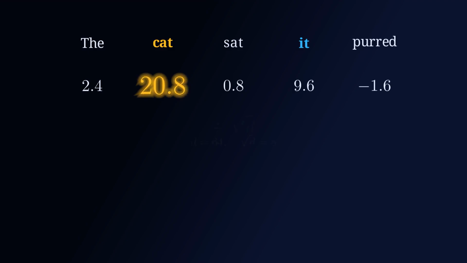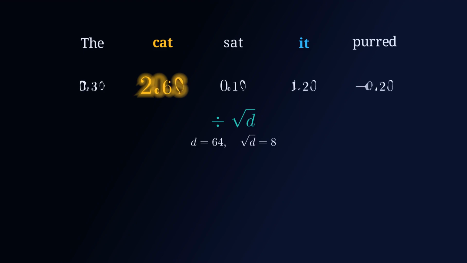Before we go further, there is a small but important adjustment. When the vectors are long, these dot products can grow uncomfortably large, which makes the next step behave badly. So we divide every score by the same fixed number, the square root of the vector's length. It is a gentle rescaling that keeps things stable.